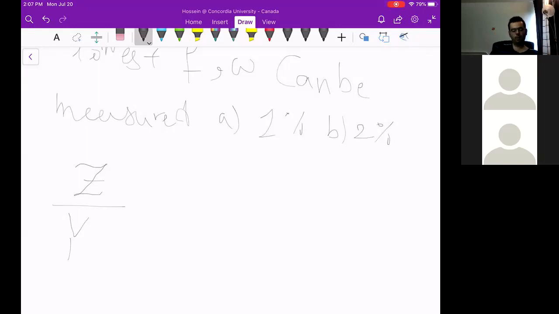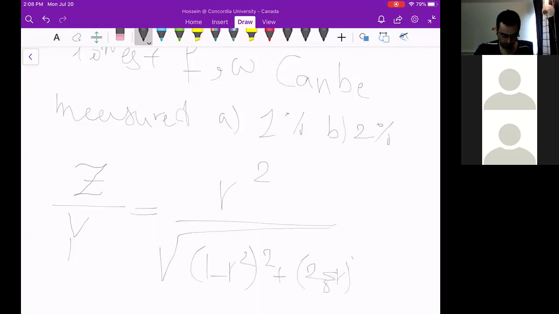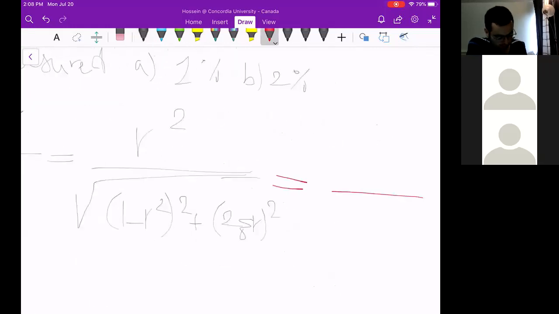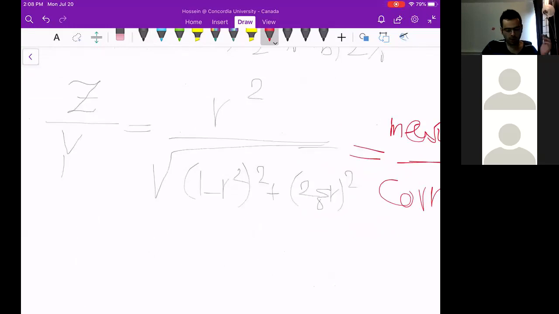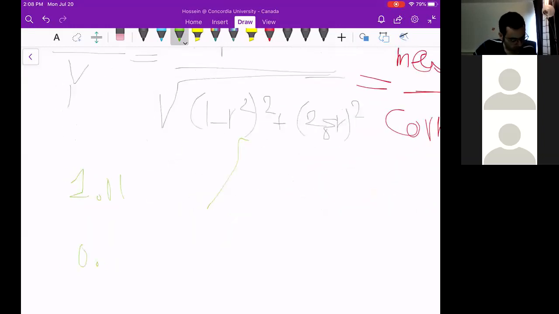So the size parameter Z over Y, Z is the measured value, the estimated value, Y is the correct amplitude. I proved it last session, which is equal to r squared over the square root of (1 minus r squared) squared plus (2 zeta r) squared. R is the natural frequency ratio. So this is the formula. It's very easy. This is basically the measured value over the real value or correct value. So 1% error could be Z over Y equal to 1.01 or 0.99.